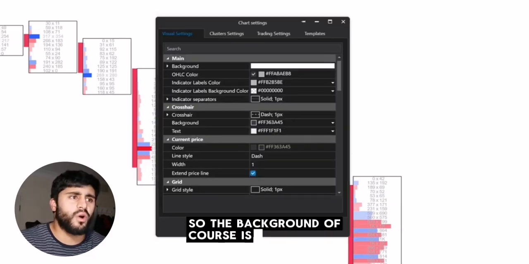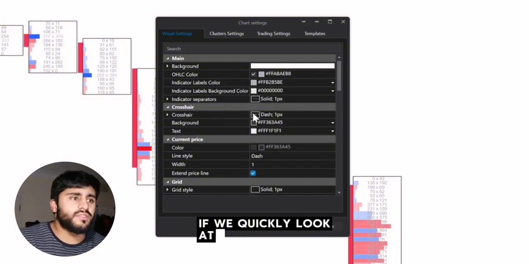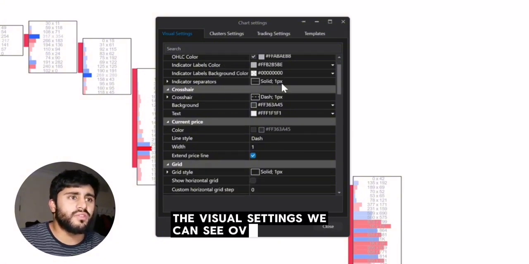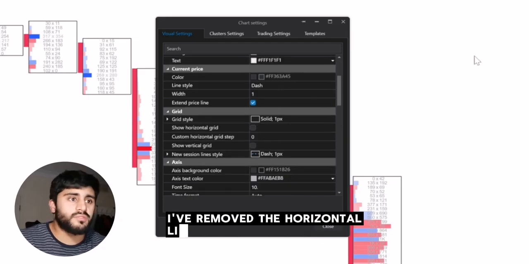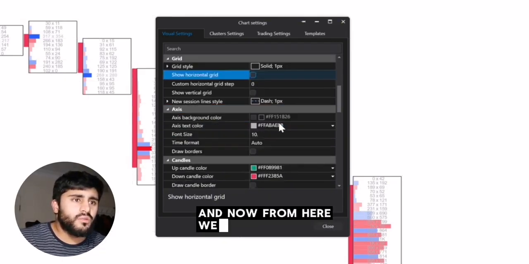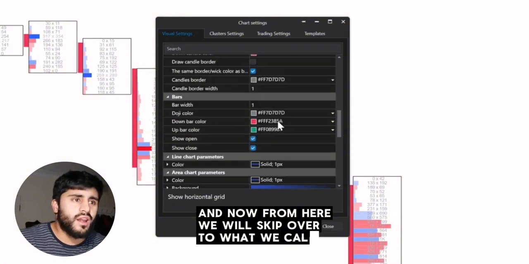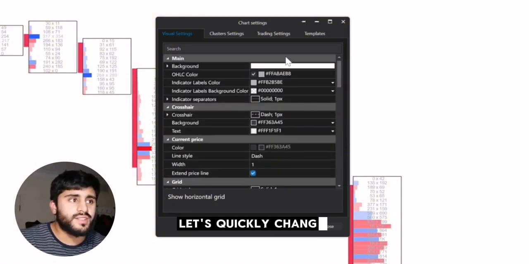So the background, of course, is white. The visual settings, if we quickly look at this, again, white background. I've removed the horizontal lines because I don't really like them. And now from here, we will skip over to what we call cluster settings. Quickly before we move on, let's change the text color to black.